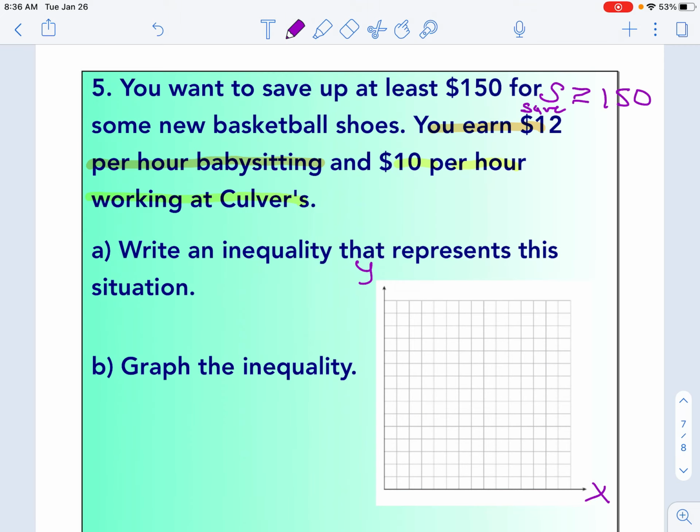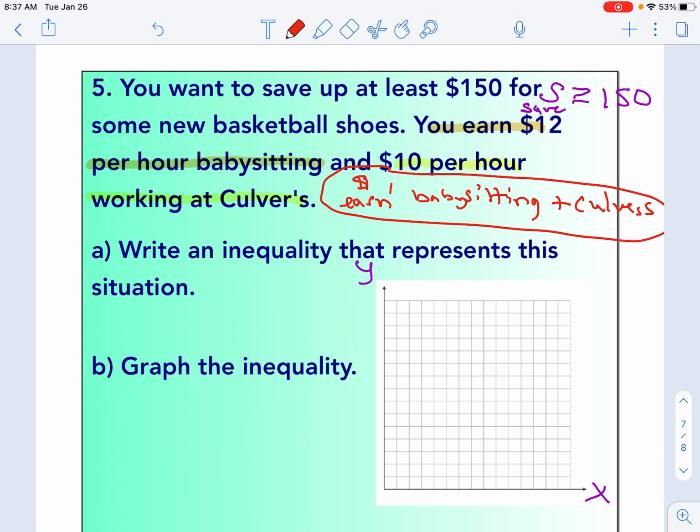So that means the money that you can earn comes from babysitting plus Culver's. So when you add that together, that's the money you earn, and all of this money earned could be the amount that you save. Okay, so that's great, but how do we put that into play?